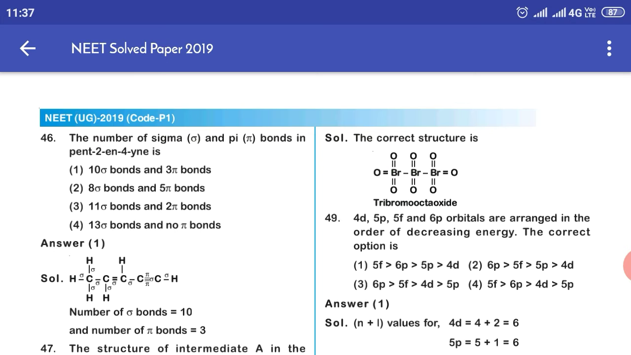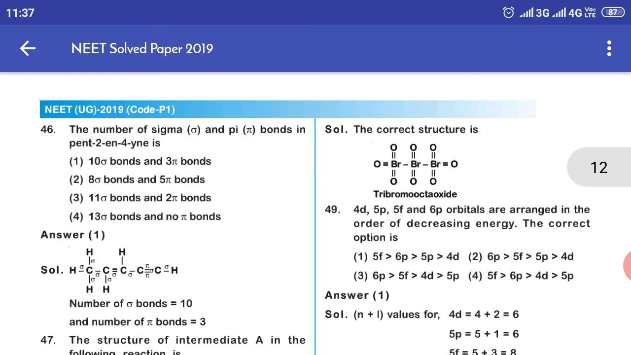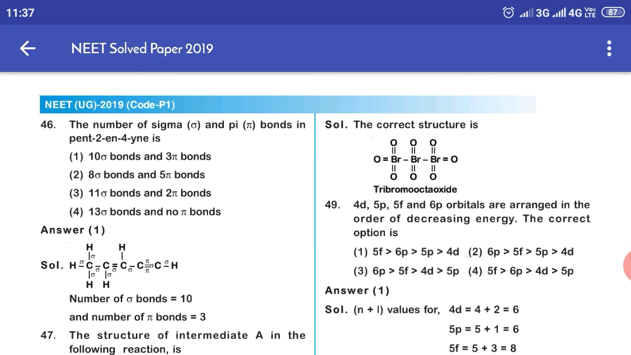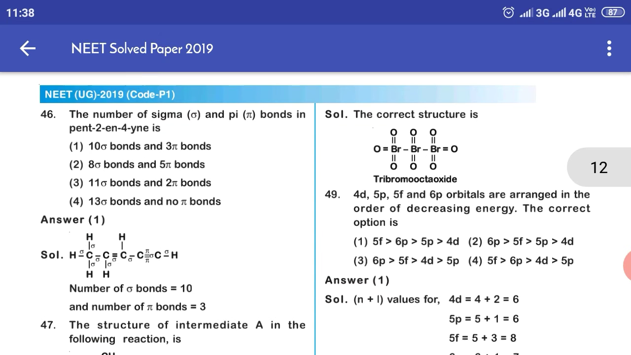On the screen, the solution is there, and from the 4 options, option 1 is correct. There are 10 sigma bonds and 3 pi bonds. If there is only a single bond, it is called a sigma bond. If there is a double bond, the first is sigma and the other is pi. If there is a triple bond, the first is sigma and the other two are pi bonds. So here all the sigma bonds and pi bonds are marked. There are only 3 pi bonds and 10 sigma bonds.